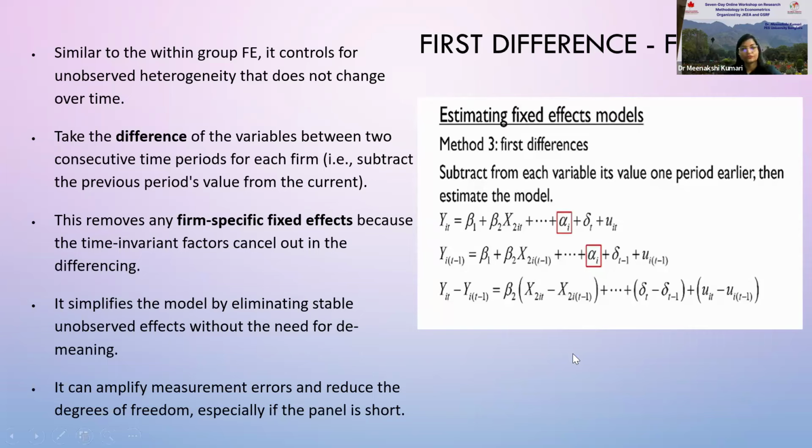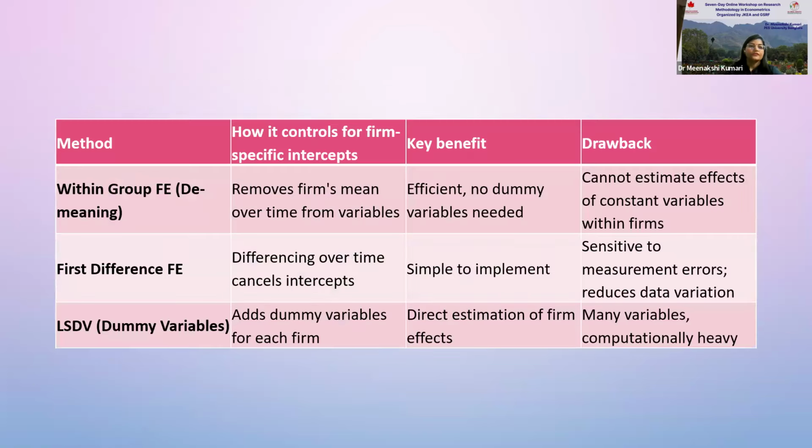We have three methods to do the fixed effect modeling. So now we have three models, as I have shown you. Which is best? How does it control for firm specific intercepts? If we see the within group, when we are demeaning, meaning we take the average and subtract it from present values, in that process we remove the firm's mean over time from the variables, right? And it is efficient. There is no need for dummy variables, right? We cannot estimate effects of constant variables within firms, right?